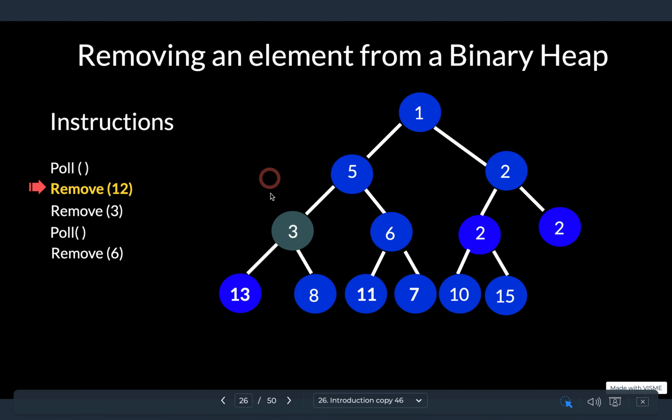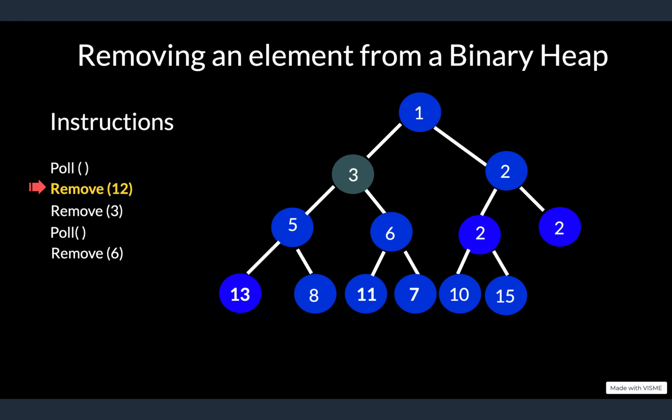Okay, also if you check 3 and 5, 5 is greater than 3, so this is invalid, so we have to swap these two like this. Okay, so now at this point 1 is less than 3, and 3 is less than its children, right? So we have been able to satisfy the binary heap property. So the operation is complete.